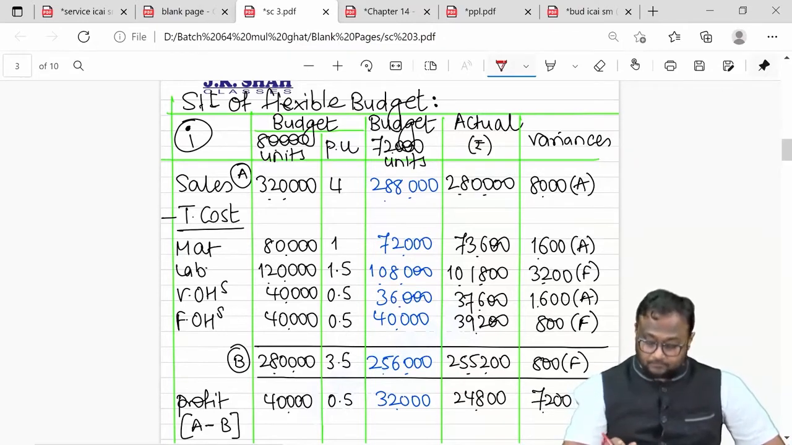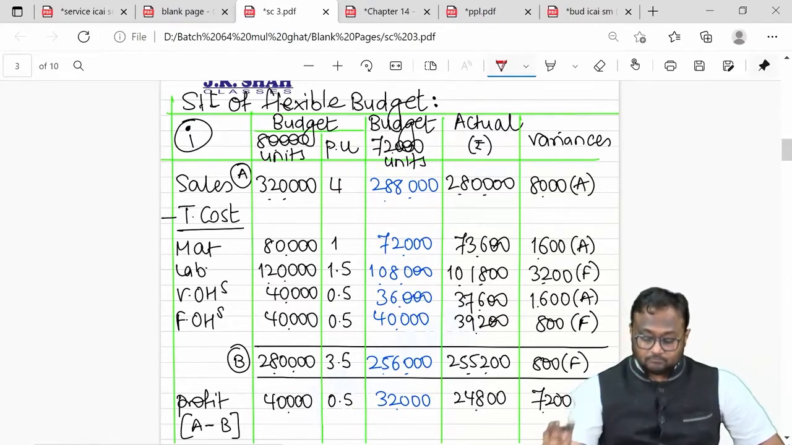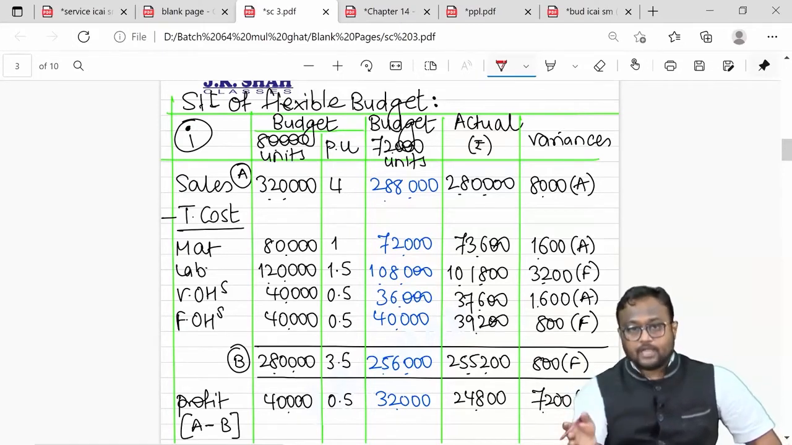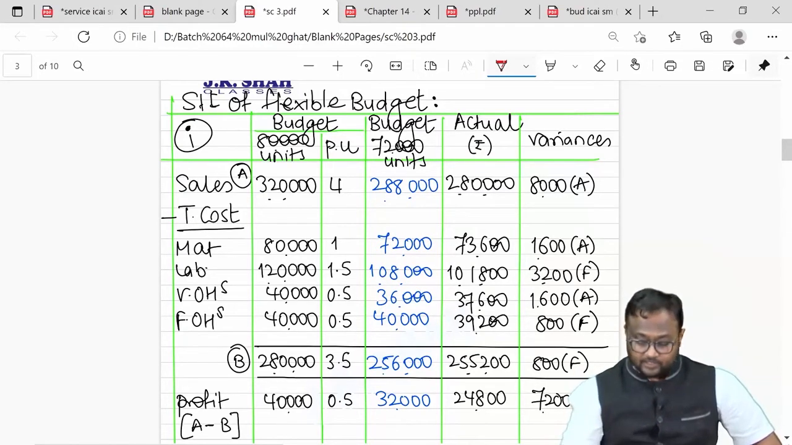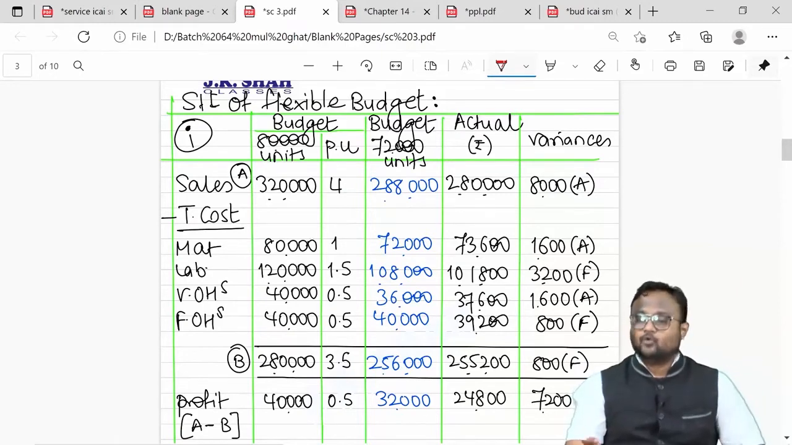And we got the budgeted profit figure. We compared actual data with budgeted data to find out variances. So that was your first answer. Again, I told you in the budgetary control video as well, fixed and flexible budget calculation.